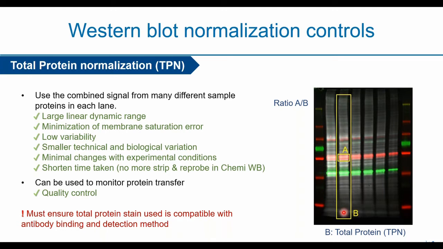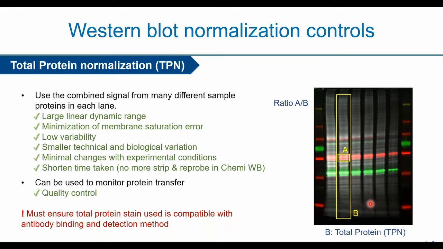Total protein normalization has a wider dynamic range, a larger linear range, because it allows the detection of lowly abundant proteins, as you can see here with the very faint bands, and also highly expressed proteins, including housekeeping genes, but with lesser risk of oversaturation. That is one of the perks. It has smaller technical variation because you avoid the lane-to-lane variation inherent in Western blotting, because you see all the bands in a single lane.